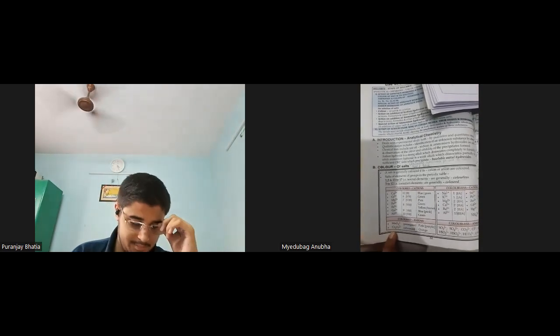Then you have Cr2O7, that is dichromate. Why are we calling it dichromate? Because di means two, that is Cr. So it is dichromate. The original color of it is orange. So till now we have studied analytical chemistry.